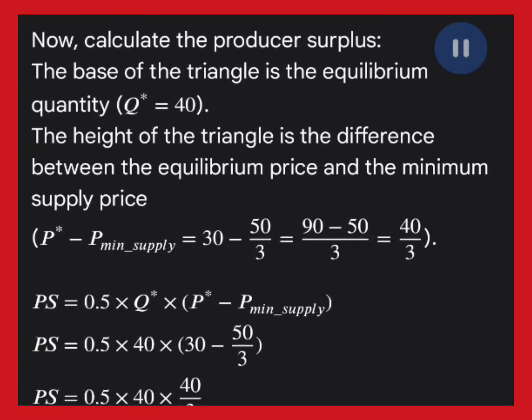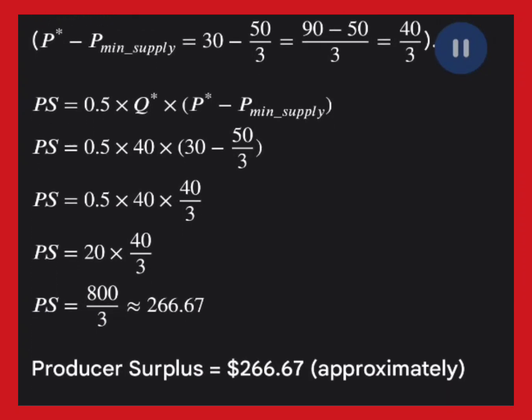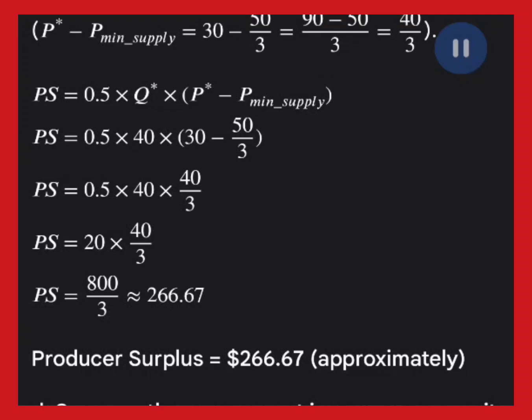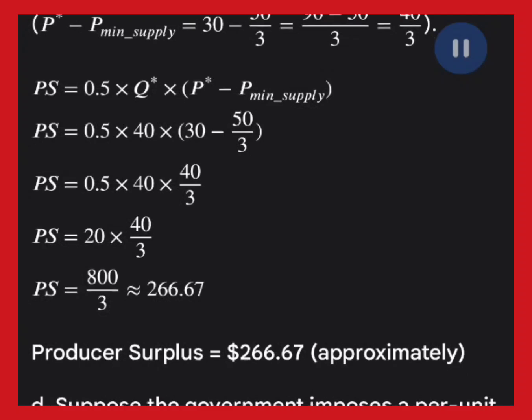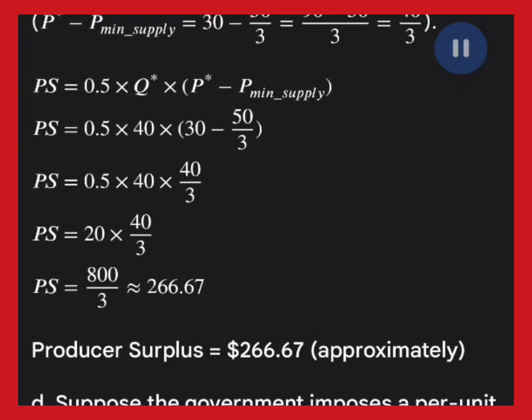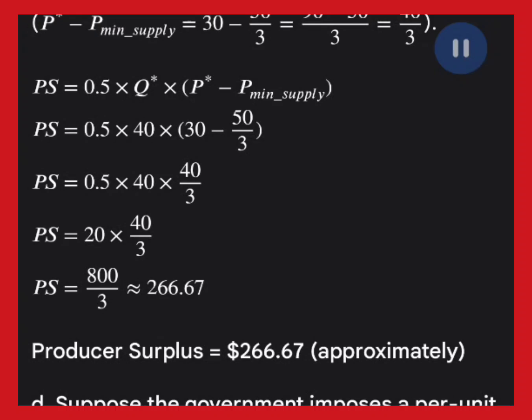The base of the triangle is the equilibrium quantity, Q* = 40. The height of the triangle is the difference between the equilibrium price and the minimum supply price, P* - P_min_supply = 30 - 50/3 = (90 - 50)/3 = 40/3. PS = 0.5 times Q* times (P* - P_min_supply).